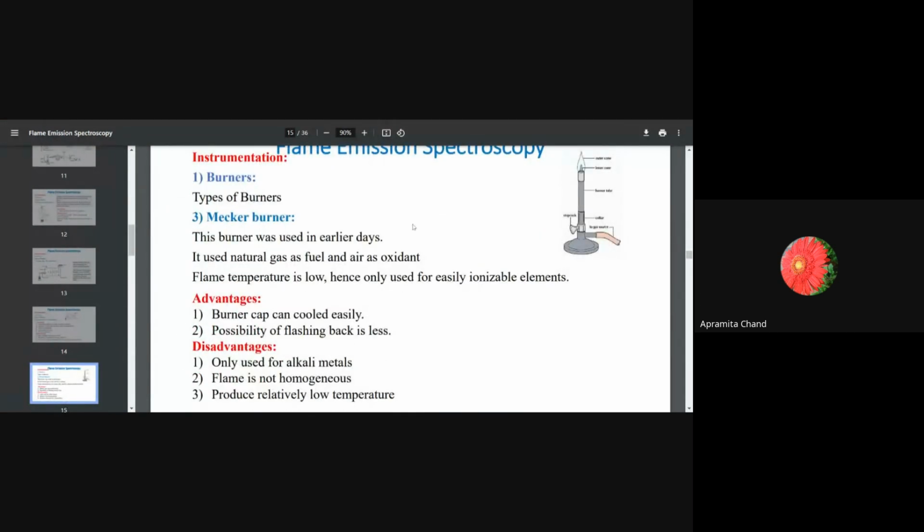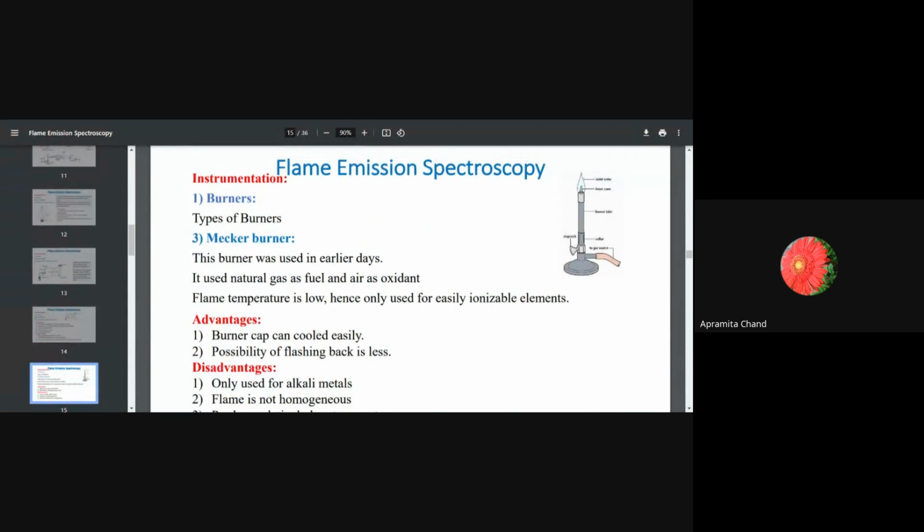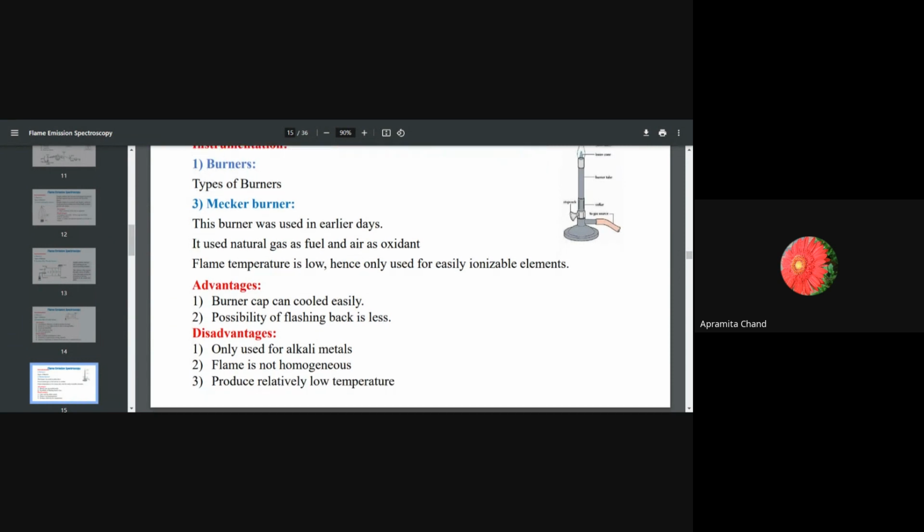The type of burner here differs a little. Here we also have an additional type of burner, like the Meker burner, and it can use natural gas as fuel and air as oxidant, but the flame temperature is low, so it can be used only for easily ionizable elements. Particularly for alkali metals it is used. Also, it produces such a low temperature and the flame is also not homogeneous, so it is at a disadvantage here.